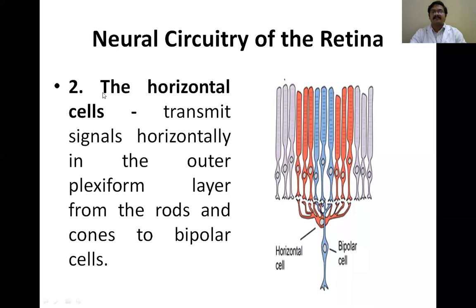The horizontal cells transmit signals horizontally in the outer plexiform layer, and to the bipolar cells also. They also synapse with the bipolar cells. They transmit the signals in the horizontal direction and in the vertical direction also.